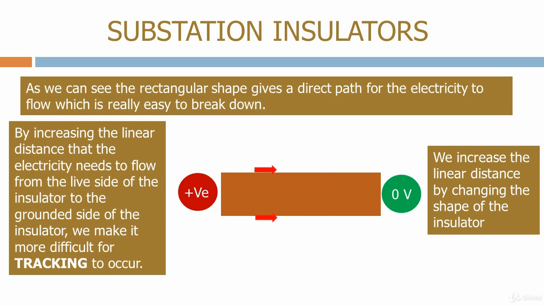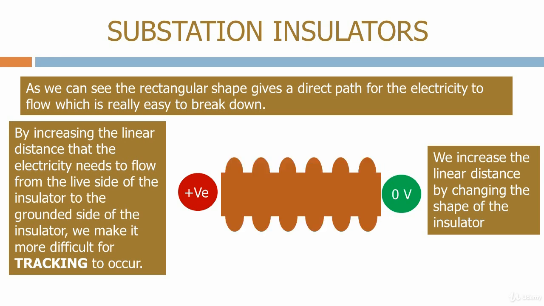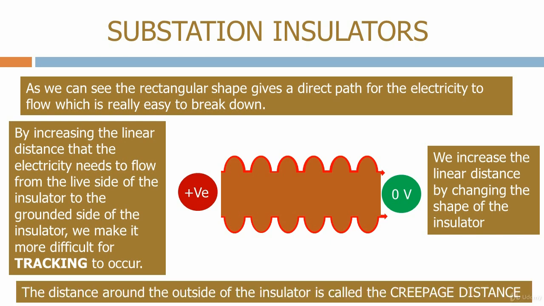We increase the linear distance by changing the shape of the insulator. Instead of the squared insulator, which is fairly easy to break down, we normally use this shape. As we can see, this revised shape means that the distance that the electricity needs to flow around the outside of the insulator has increased substantially. The distance around the outside of the insulator is called the creepage distance.